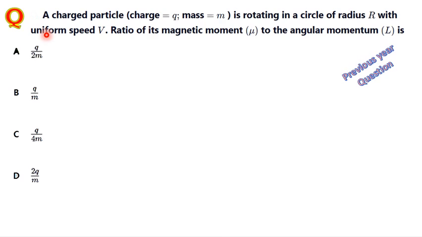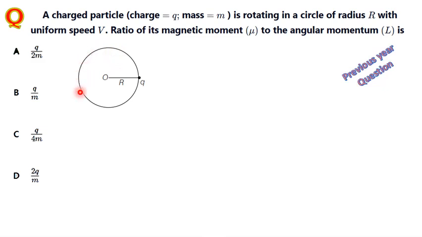This is important, even previously asked questions. This is somehow related to the chapter atom also. We just concentrate here. A charge here is q and mass here is m, rotating in a circular orbit of radius r. Now let me show you here. This is about the charged particle moving in a circular orbit which is having a radius r, charge q, and mass m.